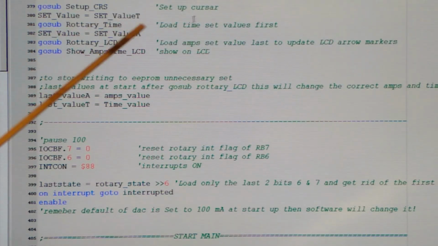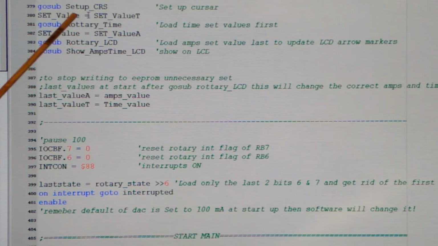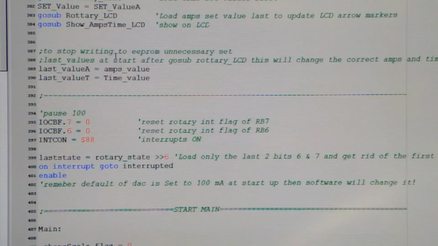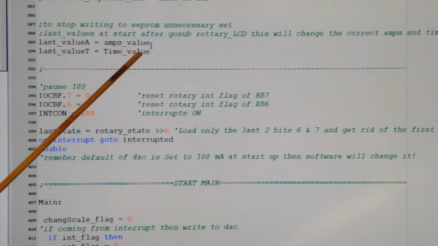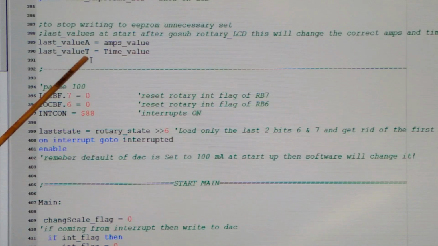Then I'm setting up your LCD screen at the beginning, and that's what this is doing. And last value amps is your amps value, and last value time is your time value. This is done to stop writing unnecessary writes to the EEPROM, okay?